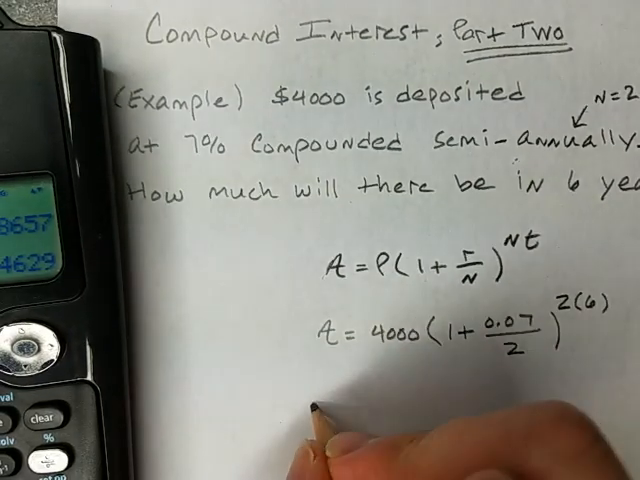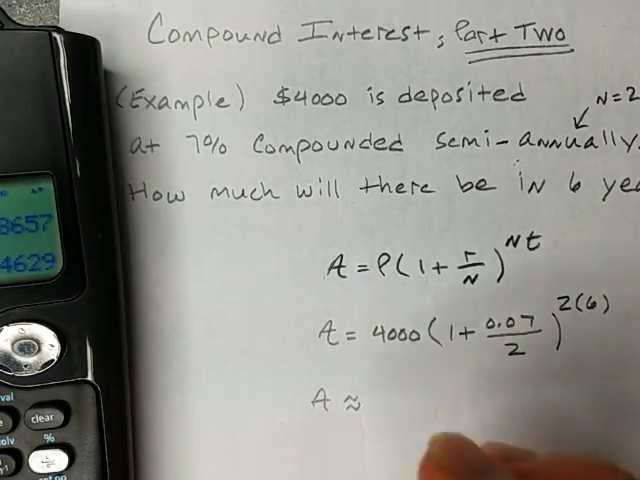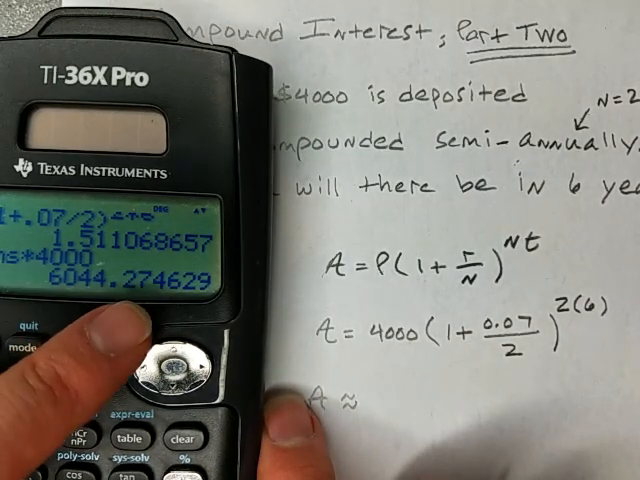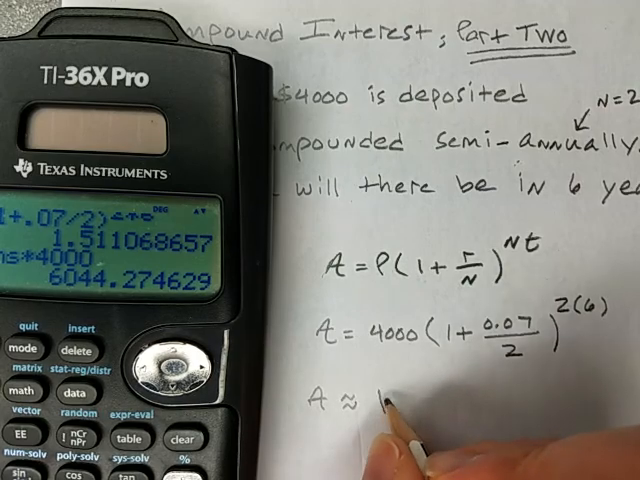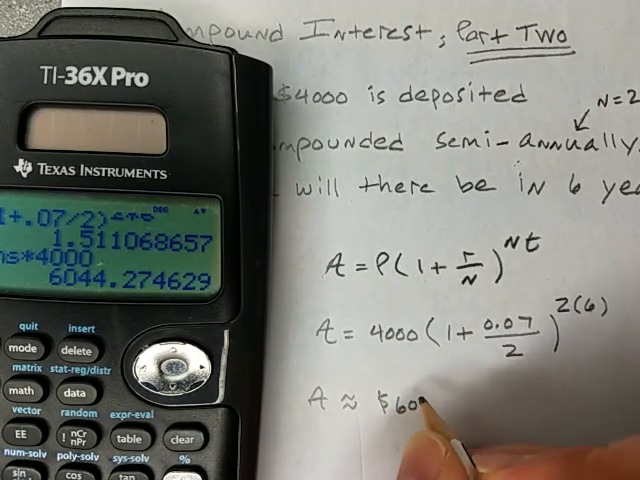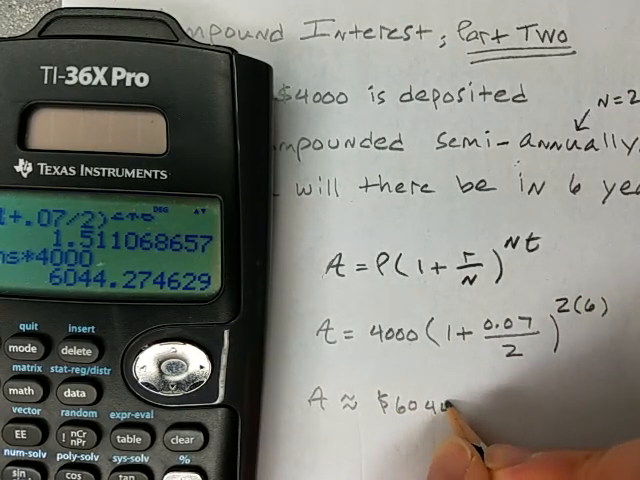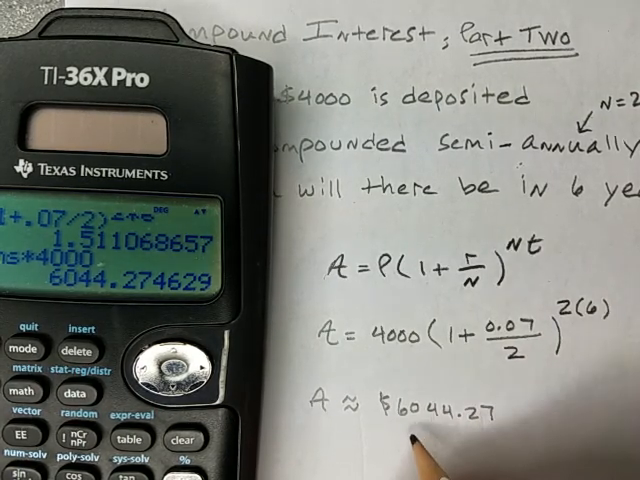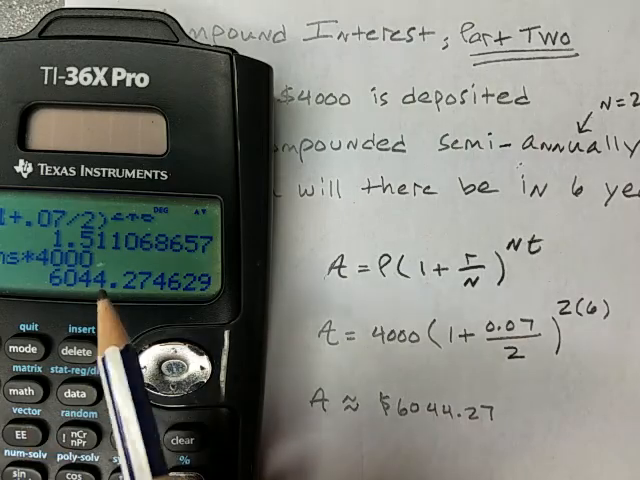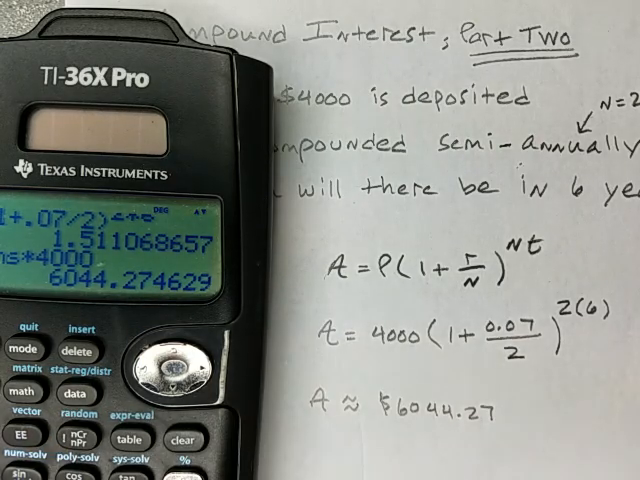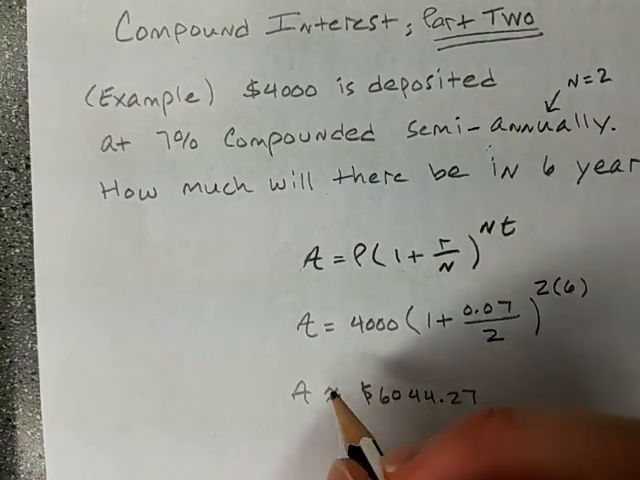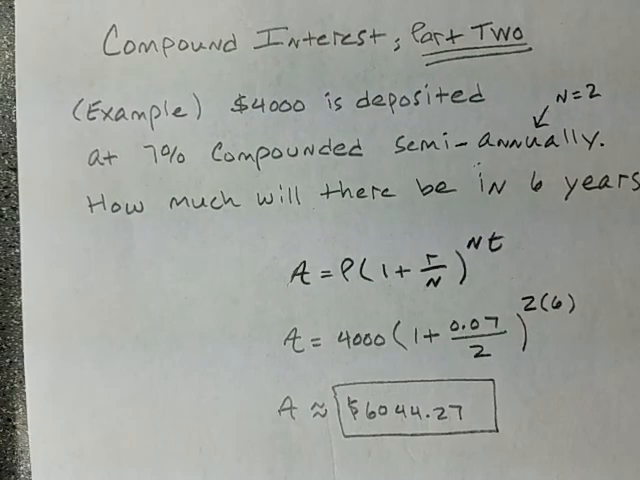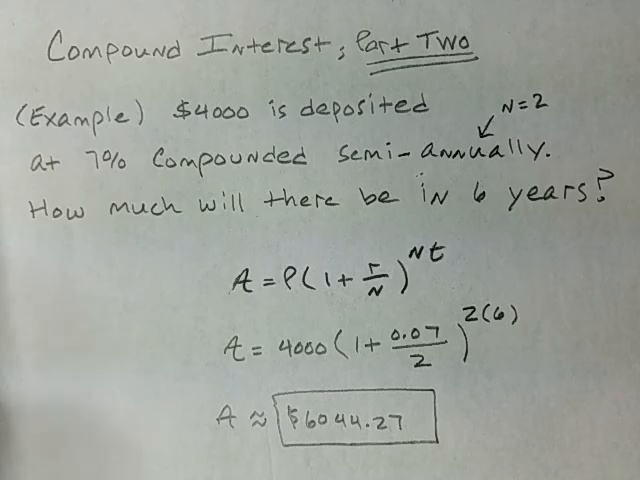So let's say A is about, because this number is going to take some rounding. In these money problems, we normally round to the nearest penny. So that's going to be $6,044.27. That 0.274 rounds to 0.27. And then we're done with that one. Okay, there's nothing tricky about it. We just put the numbers in the formula as they are.